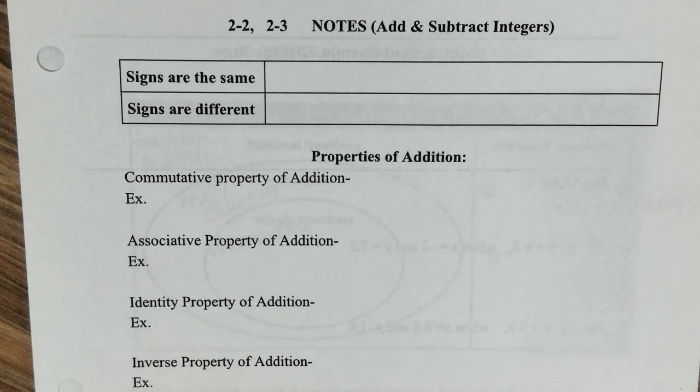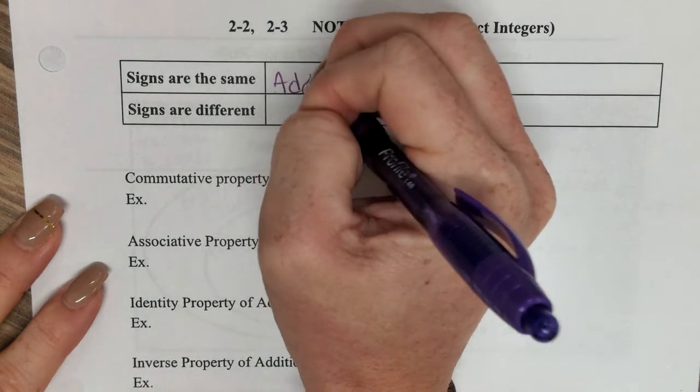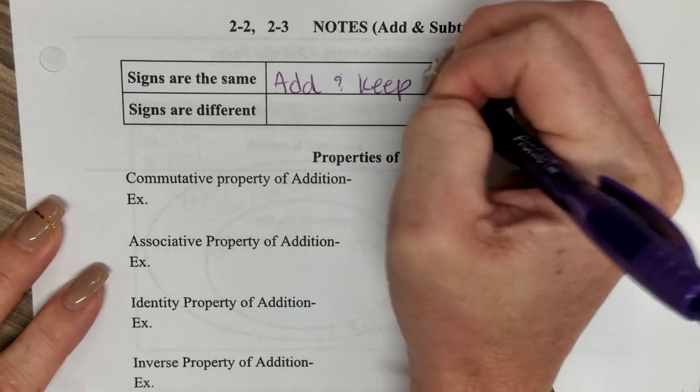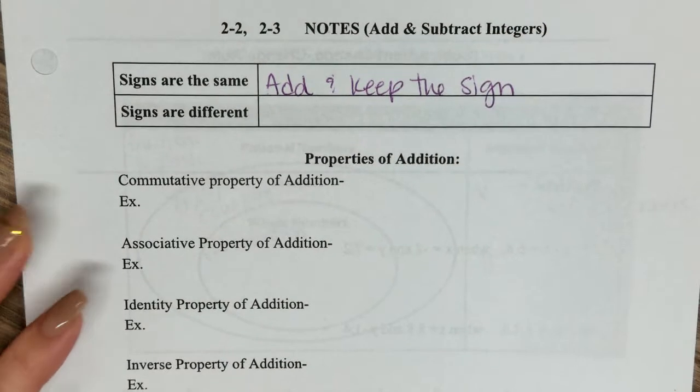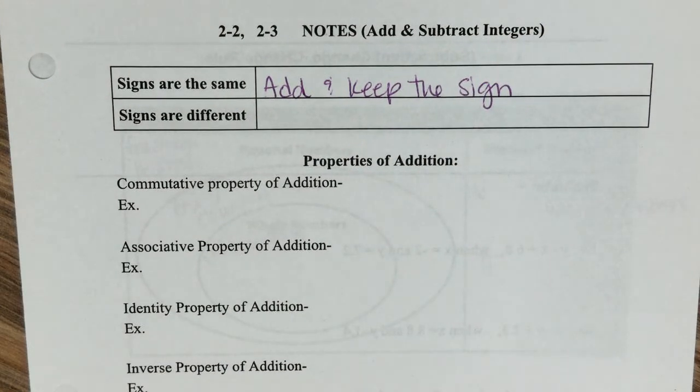All right, who remembers when you add and your signs are the same, what do you do? Change it. Okay, let me give you an example. 5 plus 5, what do you do? So I add and I keep the sign of the positive number, yes? Negative 5 plus negative 5, you keep the same sign. I add and I keep the sign, so it would be negative 10. Add and keep the sign. I'm going to say it again. Positive 10 plus positive 10 is positive 20. Negative 10 plus negative 10 is negative 20. You add and keep the sign.